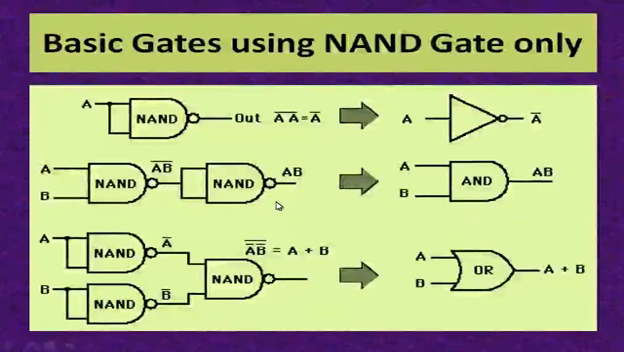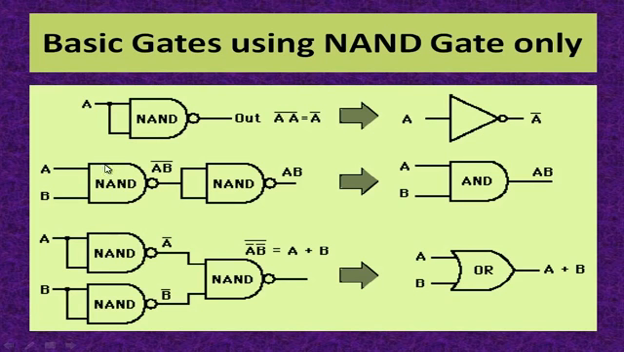Now let us see, we have to construct NOT gate, AND gate, OR gate with the help of NAND gate only. You can see all these three diagrams, only NAND gate is used. Okay, so by using this NAND gate we can construct any basic gate. That's why this NAND gate is called universal building block. Now let's see how to construct and how we'll get the output in this way, like A complement for NOT gate, AB for AND gate, A plus B for OR gate.